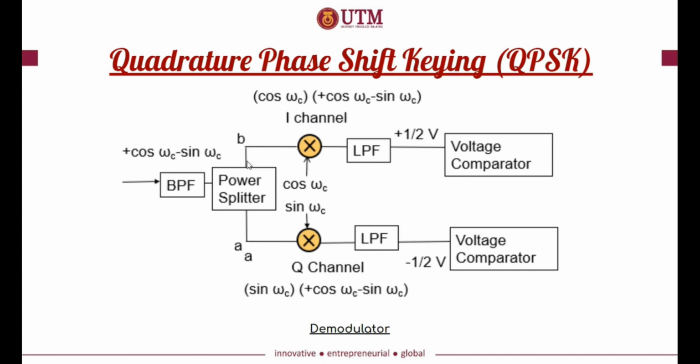The I signal will enter the I channel, where the I signal will be mixed with the carrier signal in cosine form, and the output from the mixer will enter the low pass filter, and the output signal from the low pass filter will enter the voltage comparator. Whereas the Q signal will enter the Q channel. The Q signal will be mixed with the carrier signal in sine form, and the output from the mixer will enter the low pass filter, and the output from the low pass filter will enter the voltage comparator.